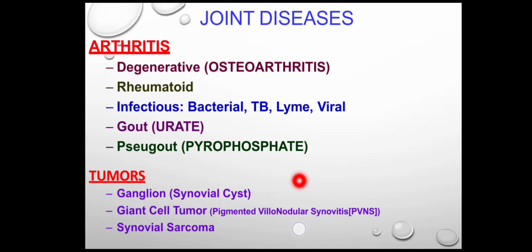Tumors can be benign tumors like synovial cysts and ganglion, and giant cell tumor, which is pigmented villonodular synovitis, and malignant tumors like synovial sarcomas. All these can occur in a joint. So we'll start with osteoarthritis.